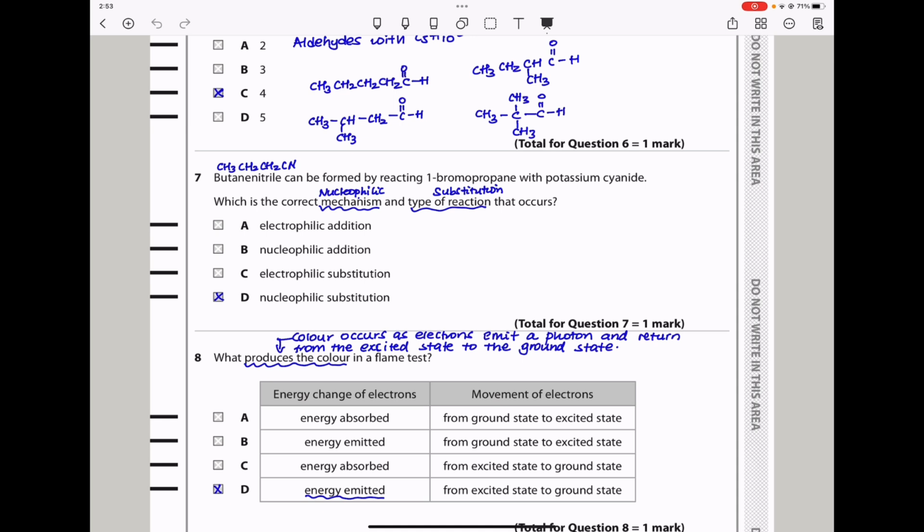Question 7. Butanenitrile can be formed by reacting 1-bromopropane with potassium cyanide. Which is the correct mechanism and type of reaction that occurs? Because it's a reaction between KCN, CN is going to be the nucleophile and the bromo is going to be the leaving group. So this is nucleophilic substitution, so the answer is going to be D.